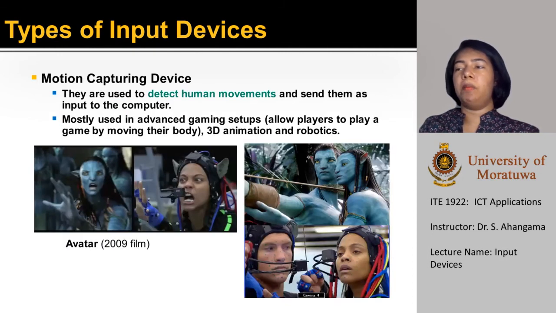Next, we have motion capture device. They are used to detect human movement and send them as input to the computer. They are mostly used in advanced gaming setups where it will allow players to play a game by moving their body, or in 3D animations and in robotics. Here you can see an example where motion capturing devices are used when filming. This is the example from Avatar movie from 2009.